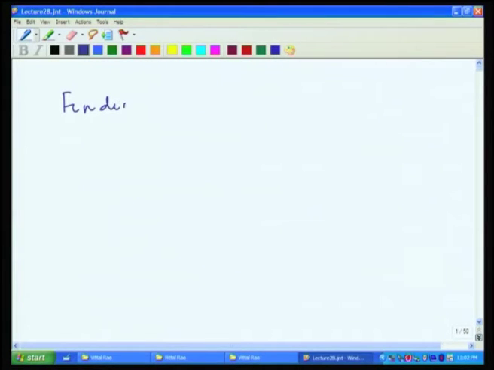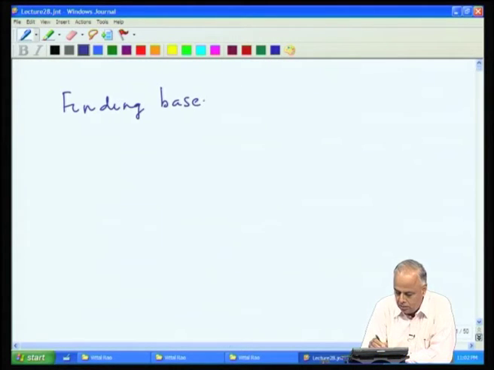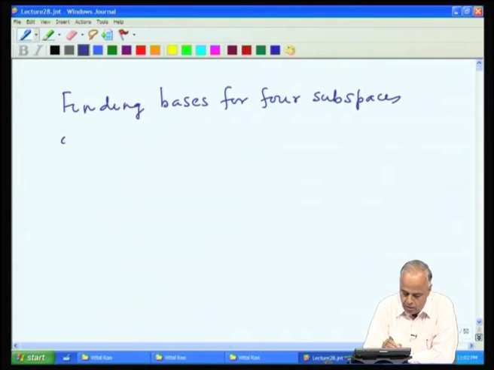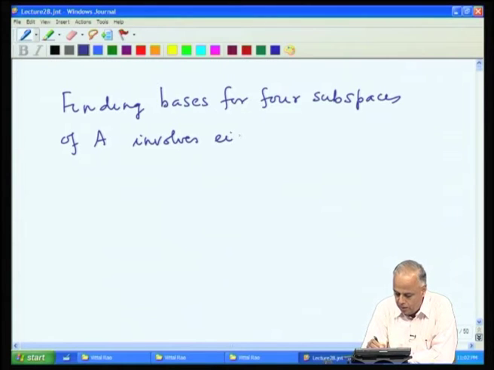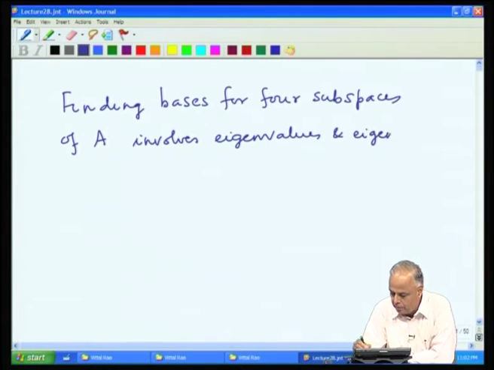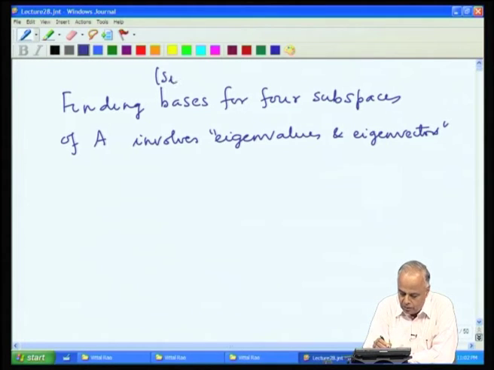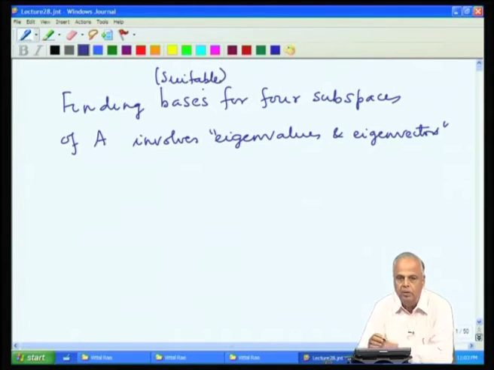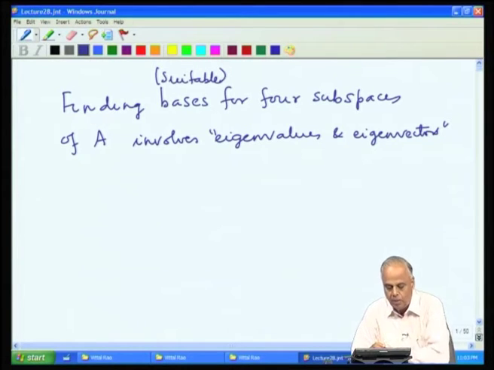In the last lecture, we observed that finding 4 bases, the basis for the 4 subspaces of A, involves eigenvalues and eigenvectors. We said that this is going to involve the notion of the eigenvalues and eigenvectors if you want to find a suitable basis which will solve our problems.